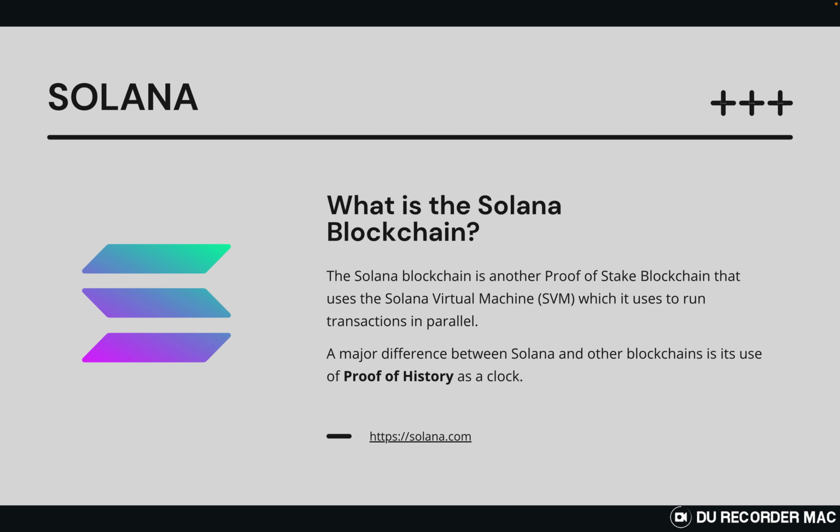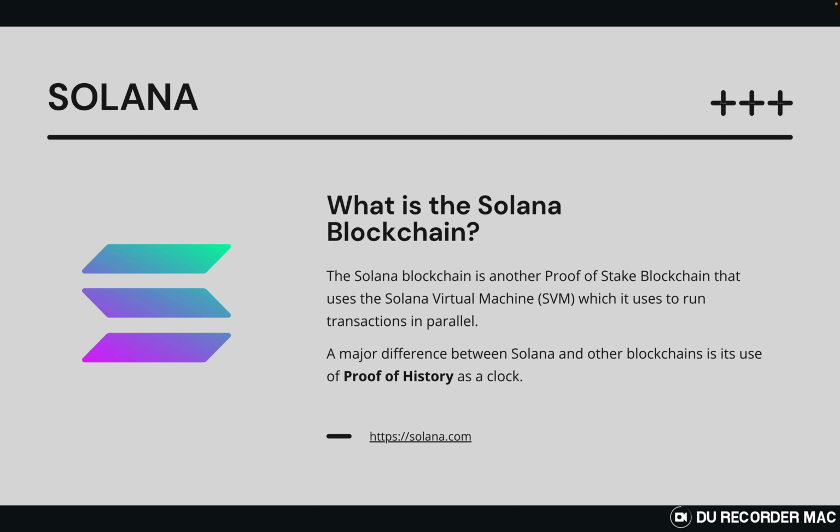What is the Solana blockchain? The Solana blockchain is a proof of stake blockchain. I already mentioned all of them are proof of stake. It uses the Solana virtual machine. So unlike the EVM, it uses the Solana virtual machine to run transactions in parallel. So if you know something about Ethereum, Ethereum does not run transactions in parallel.